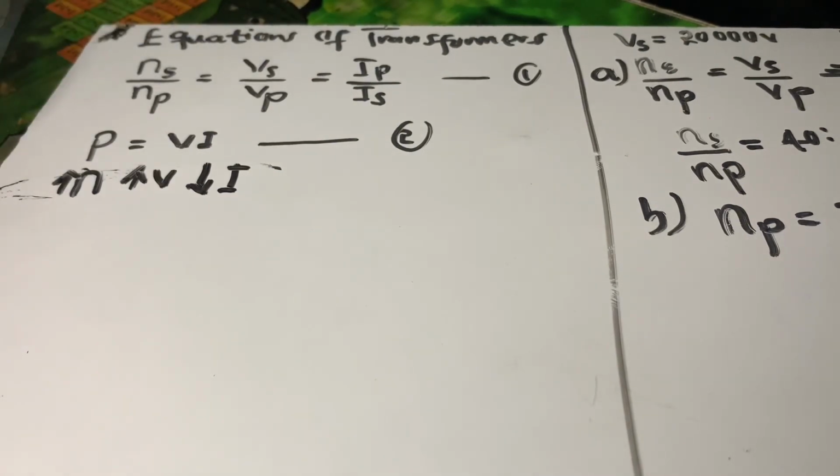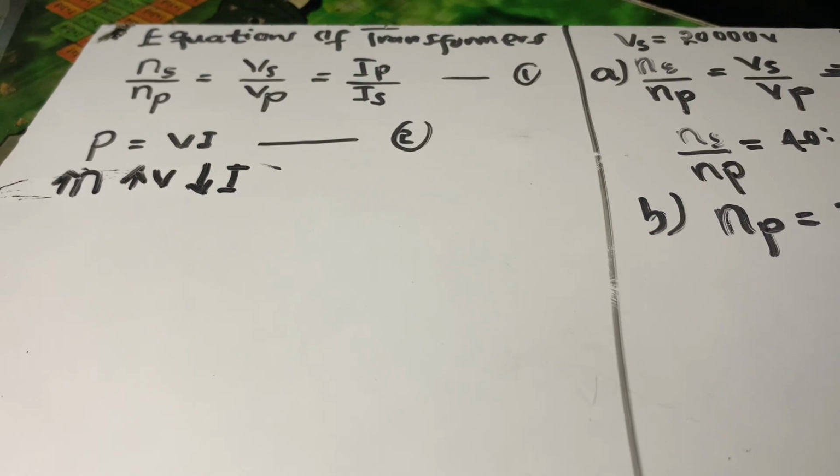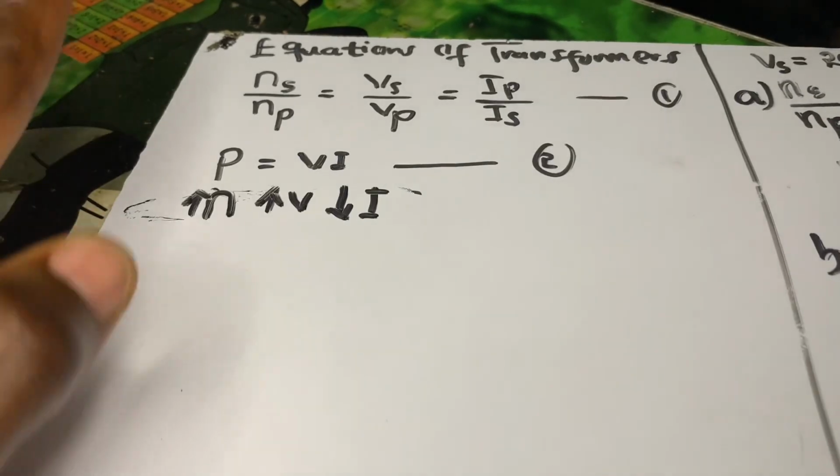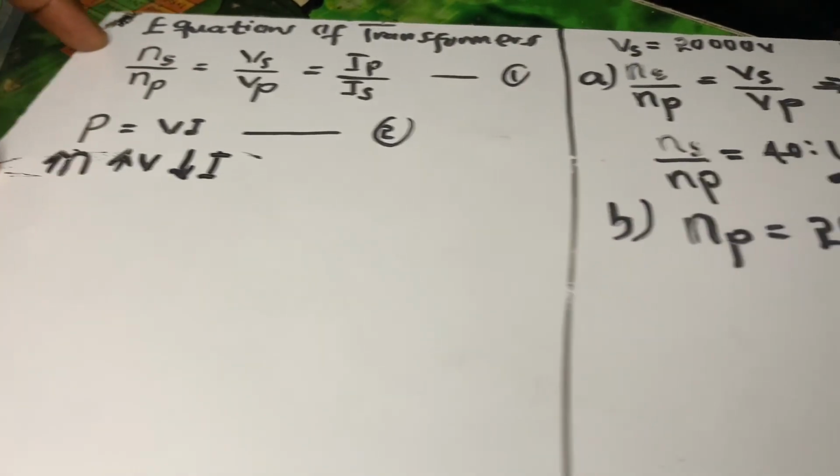And then should a transformer be 100% efficient, the power will be constant. So the power will be the same across the secondary coil and the primary coil. It means that power output will be equal to power input, and power is equal to voltage times current. So we are okay with these equations for now. Let's go back to our question.